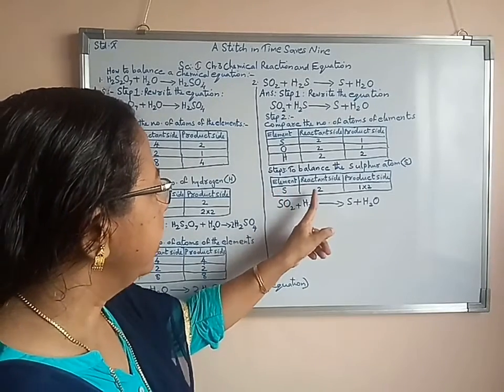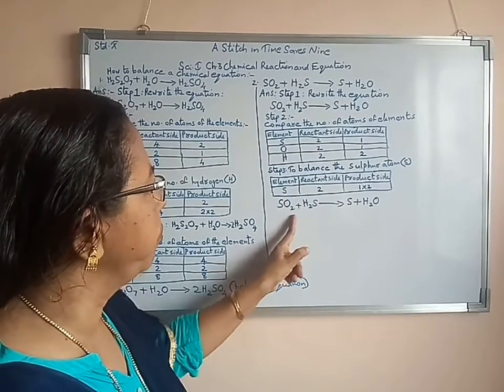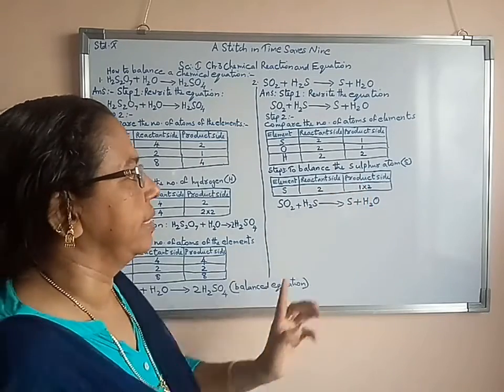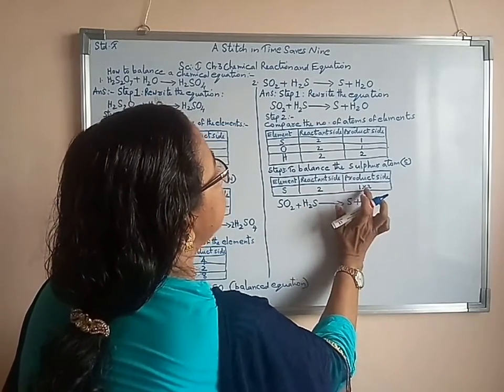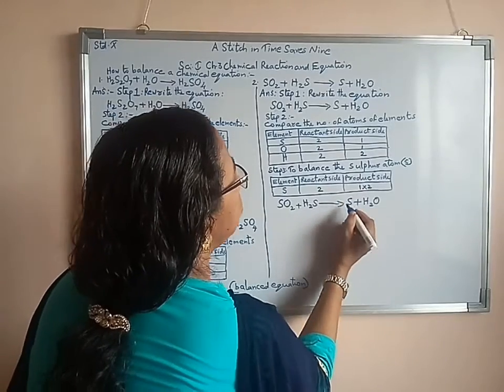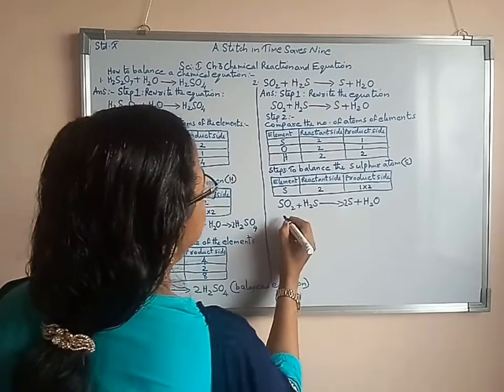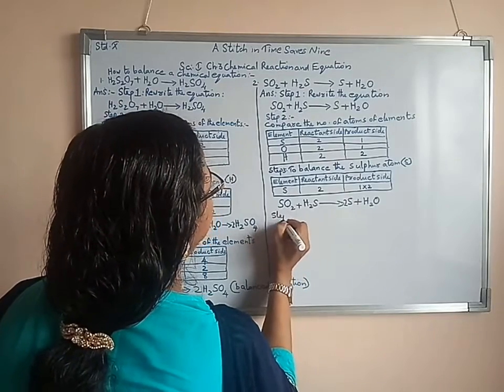Here sulfur, it's a reactant side, no need of doing any kind of change. We have to do the correction in the product side. Product side now sulfur became 2. 2 ones are 2, so I am making here 2. Now we have to compare. Step 4.